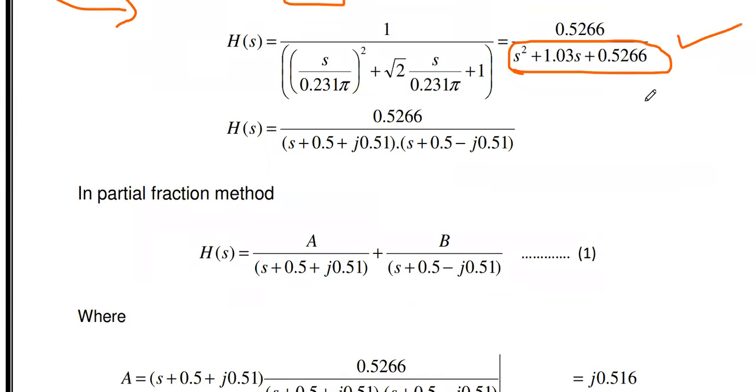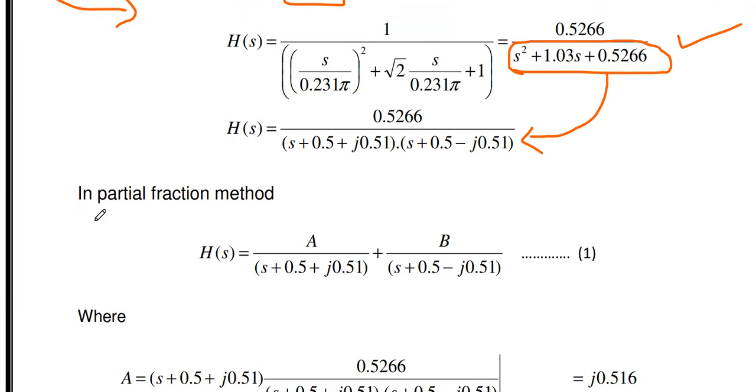You can use a calculator, or otherwise use the formula minus b plus or minus square root of b squared minus 4ac divided by 2a, the roots formula for a second order quadratic equation. So we can split this denominator polynomial as (s plus 0.5 plus j0.51) into (s plus 0.5 minus j0.51). Here the two roots are complex conjugates: the real part is the same, and the imaginary part is plus in one and minus in the other. So we can write H(s) like this.